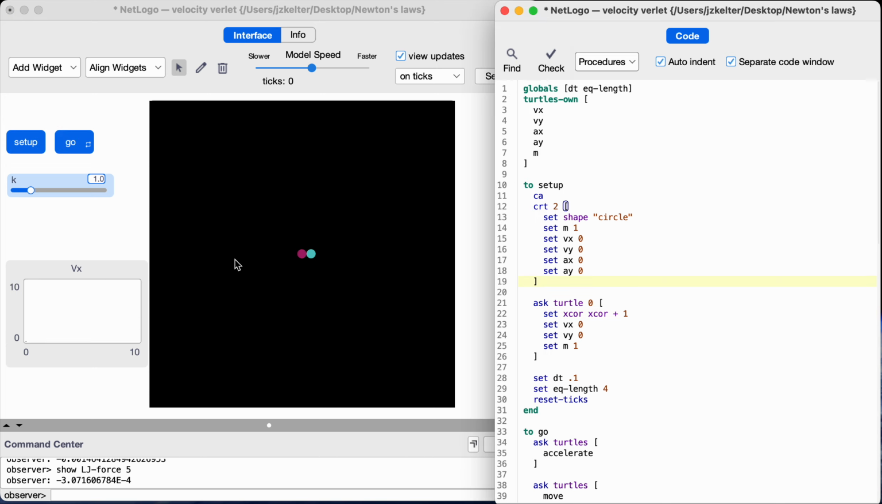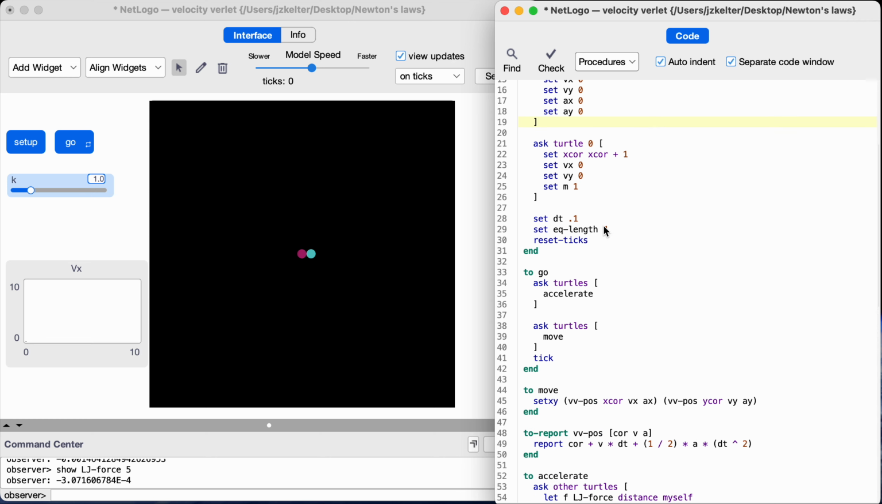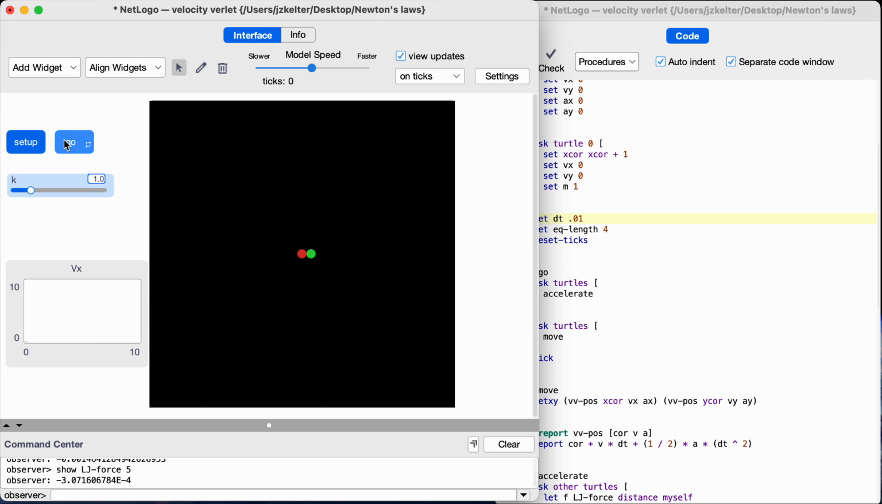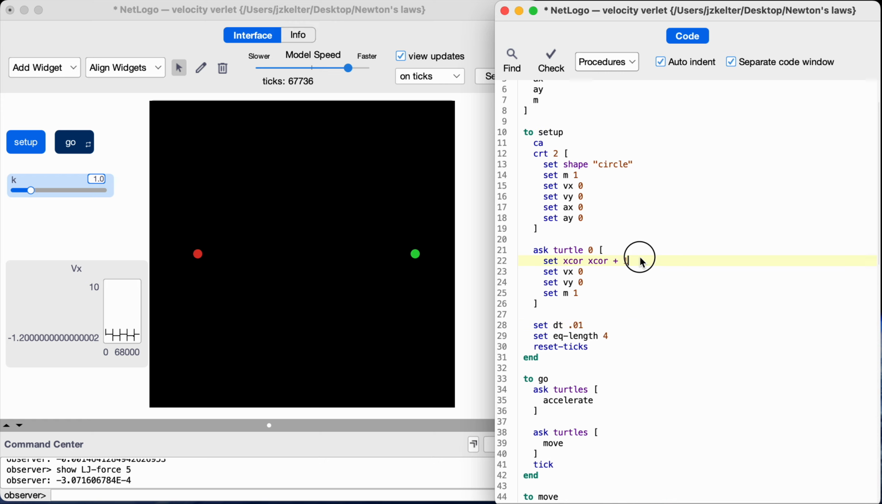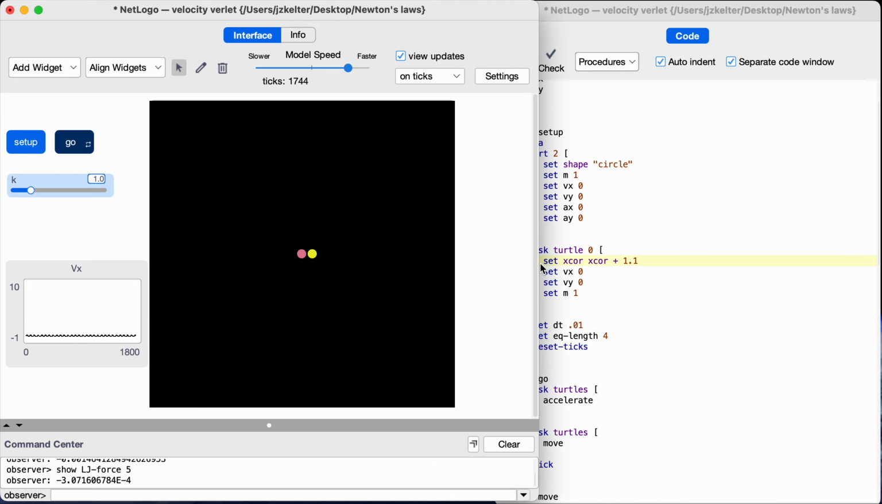So the fact that it got so sort of crazy there, that's probably because our time step is too big. So I'm going to change this to be a much smaller time step. We can speed our model up here. And now we can see that they're moving back and forth. When they get close to each other, they attract and then they repel off of each other. Okay, so this is our interatomic potential.